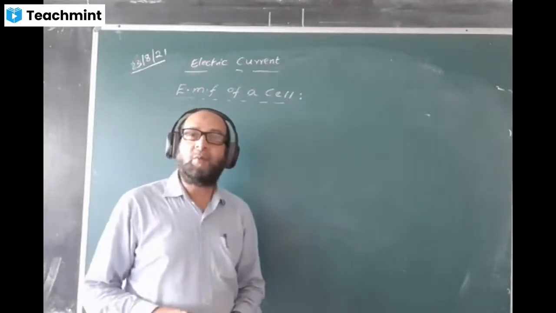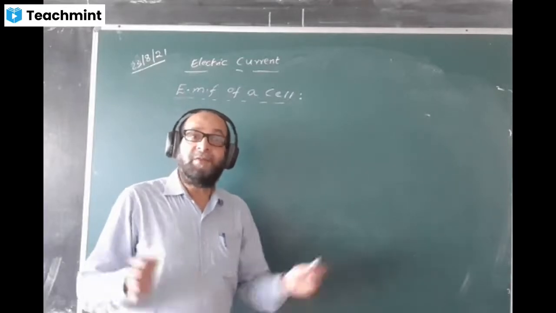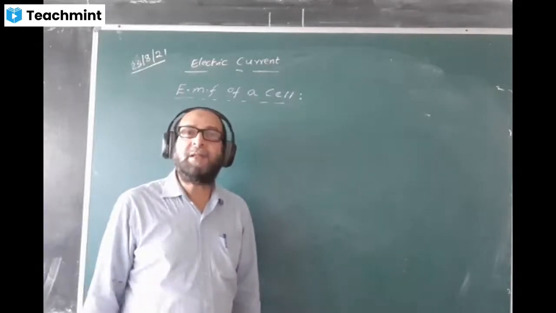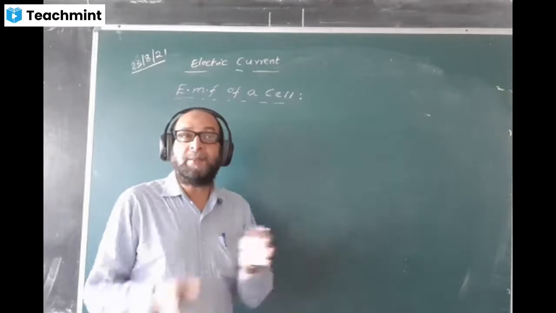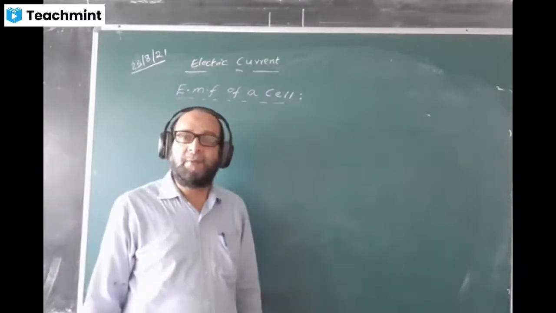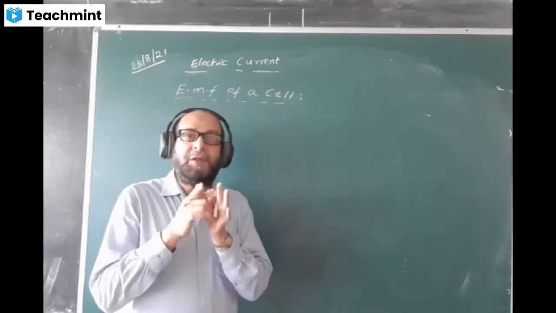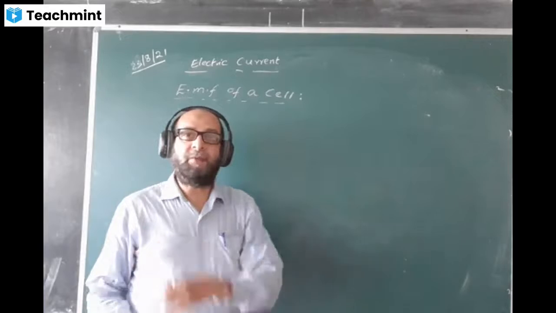So first you have to learn what is the EMF of a cell. What is the role of a cell? To give current. And how does it give current? Because it provides potential difference between the ends of the conductor. Between the ends of the conductor, it provides voltage or potential difference. And due to the application of voltage, the current will be flowing.